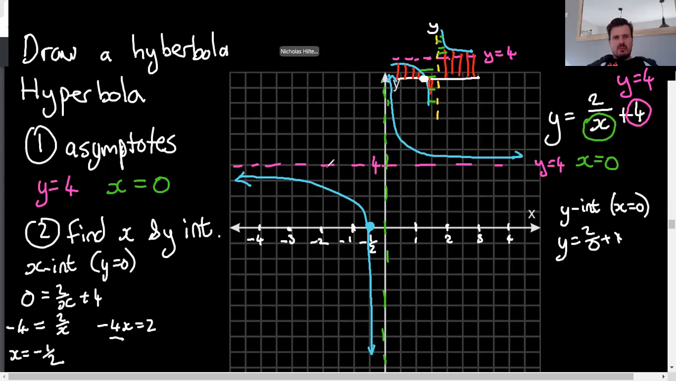Okay, if they ask for one more point, all you do is you just sub in 1. If you subbed in 1 here, you get y equals 2 over 1, which is 2, plus 4 is 6. So where x is 1, this is 6. I haven't really drawn it that nicely. It should be over there. So this point here would be 1 and 6. I'm just going to do it again.